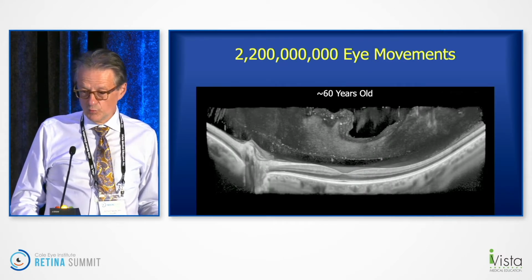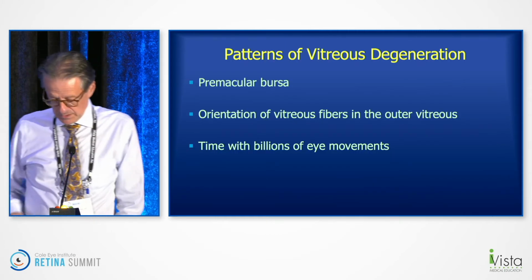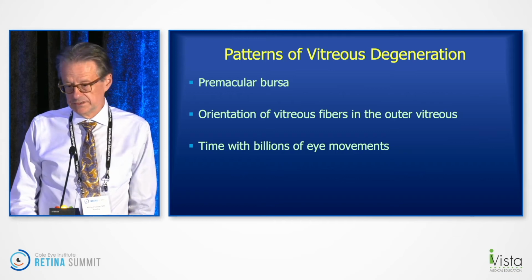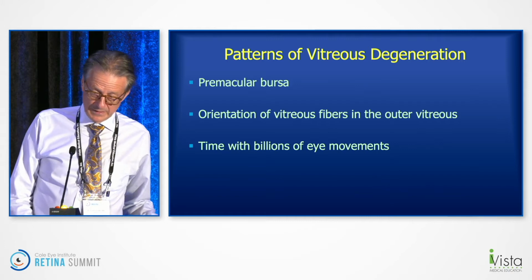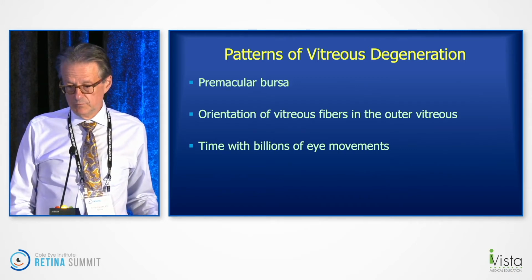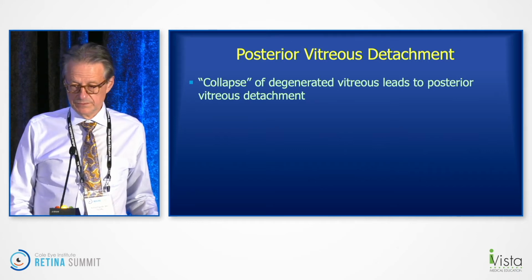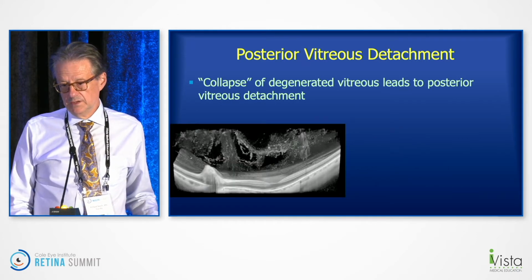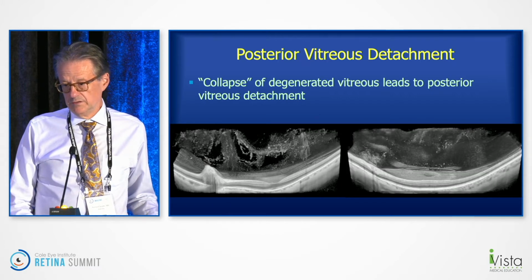Here's a 6-year-old with 2.2 billion eye movements. Still, everything looks pretty good. So there's a number of different patterns of vitreous degeneration. I really can't get into a lot now, but I think it has to be related to what's going on around the premacular bursa, the orientation of vitreous fibers in the outer vitreous, and just basically what time does with billions of eye movements. So the collapse of a degenerated vitreous is thought to lead to a posterior vitreous detachment, but I didn't really see that to be the case. As shown here, this is a degenerated vitreous, no PVD. On the other hand, here's a PVD in somebody who has fairly good vitreous.